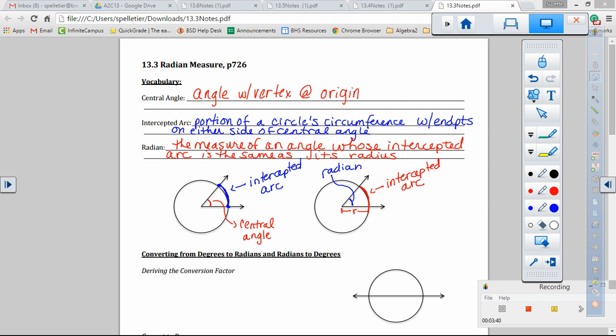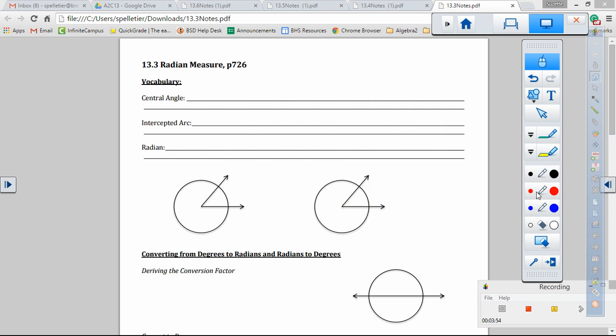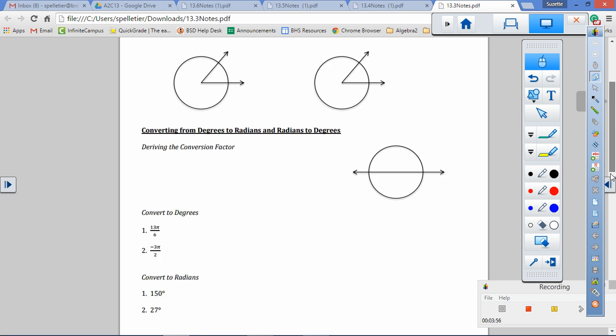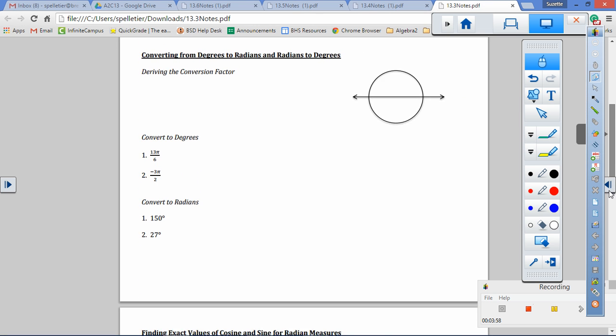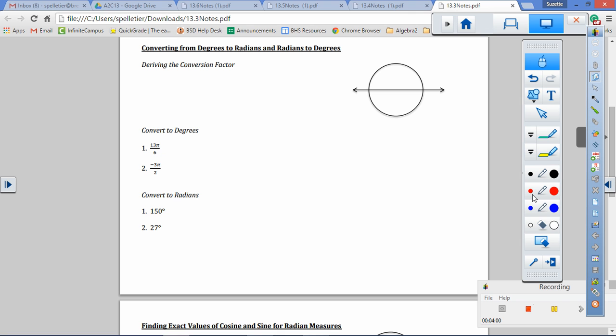What we're going to do next is convert different degree measures to radian measures and radian measures to degree measures, so you can get used to converting from one to the other, because we will need to do that at times. Converting from degrees to radians. The first thing we're going to do is derive the conversion factor. I want you to understand how we get to this conversion factor.